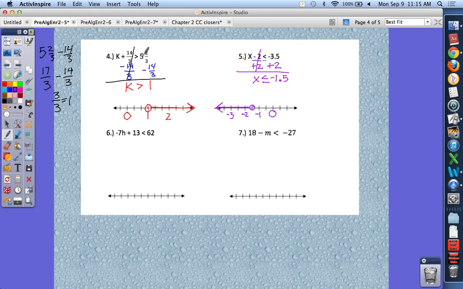Pause the video and try these two, and then I'll put the answers up. And then 8 and 9 you're going to do on your own, and I will post a picture of the solutions after the video. That's a little extra challenge for you. So pause the video now, try 6 and 7. Make sure you check if you have to flip the inequality symbol, and make sure you try one of the points that you shade, even if it's just mentally.